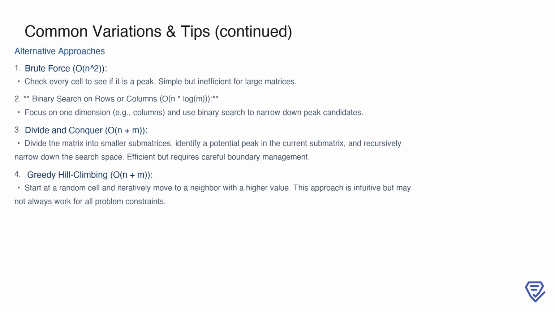Divide and conquer is another powerful approach with a time complexity of n plus m. This method involves breaking the matrix into smaller submatrices, identifying a potential peak, and recursively narrowing the search space. While efficient, it requires careful attention to boundary conditions. Another intuitive but less robust option is greedy hill climbing, where you start at a random cell and move to a neighbor with a higher value. Although this can work well in some scenarios, it may fail for matrices with specific constraints or grid layouts. Each approach has its strengths and trade-offs, so it's important to choose the one that best fits the problem's constraints and requirements.